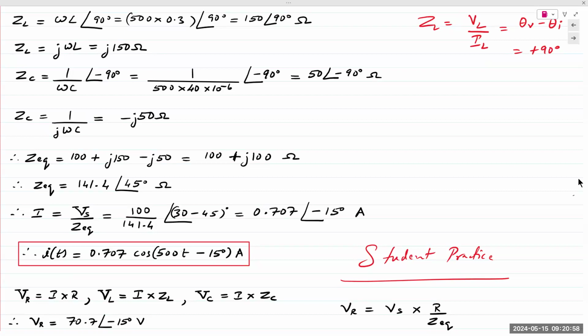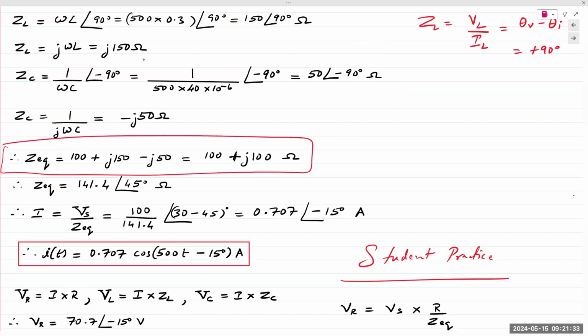Omega determines what impedance is presented by the inductor and the capacitor. In this case, omega is 500. So the impedance of the inductor at 500 radians per second is different from any other value. Same thing with the impedance for a capacitor. You use omega as 500, plug it into the equations, and obtain these values. Once you have these, go ahead and determine ZEQ from here: R plus ZL plus ZC.